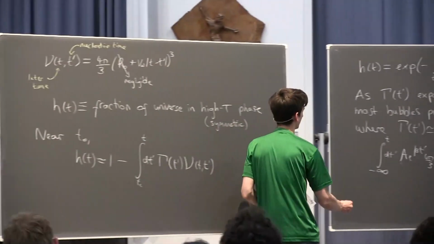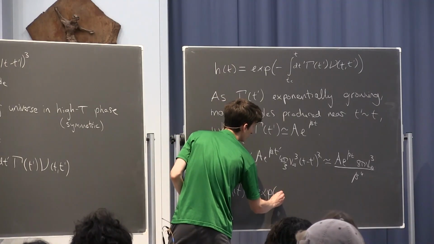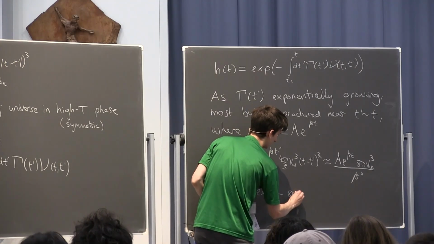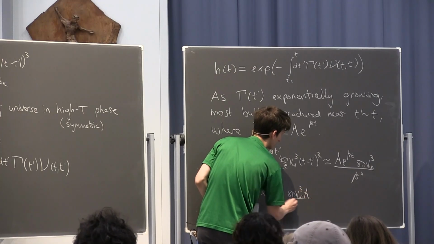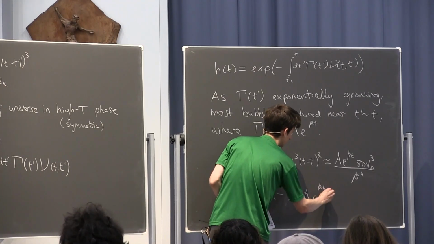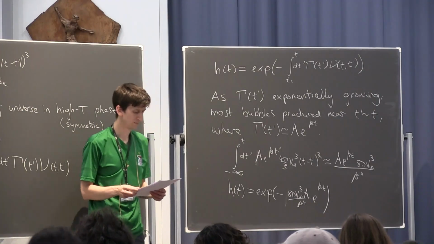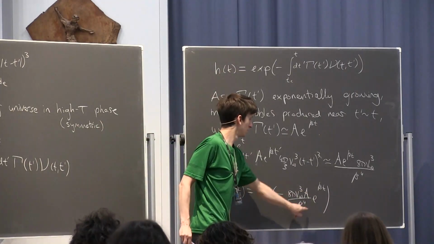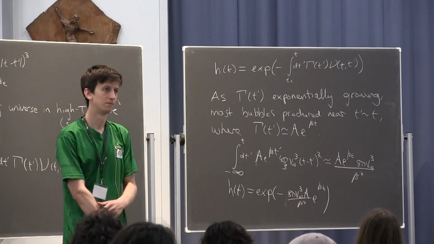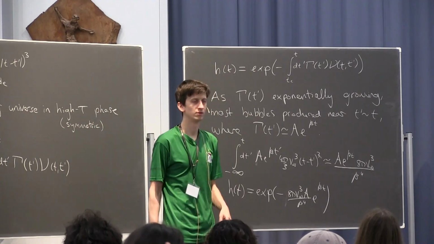And I guess we could put that in, and we find that h of t is the exponential of minus some constant, which is 8 pi VW cubed A over beta to the 4 times e to the beta t. And this is just a constant, that bit here. Yeah, but it's a gamma function of 4, which is 6.